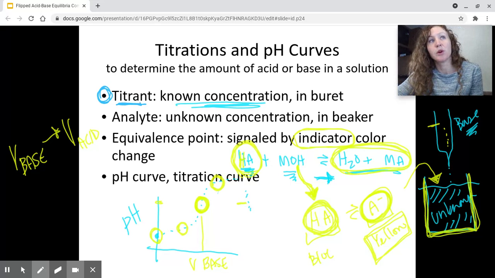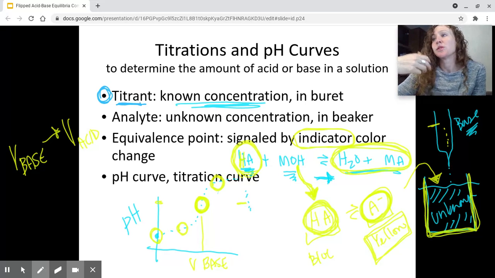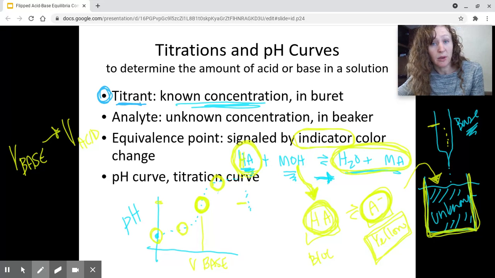Would it be appropriate to use 6 molar sodium hydroxide with river water? Probably not. That's super concentrated base. We're probably not going to find super concentrated acid in river water. Hopefully we won't, otherwise everything's going to be dead in our river, right? So maybe I would choose something with a little bit lower concentration, like 1 molar sodium hydroxide or 0.1 molar sodium hydroxide, right? So I choose the concentration of my titrant.